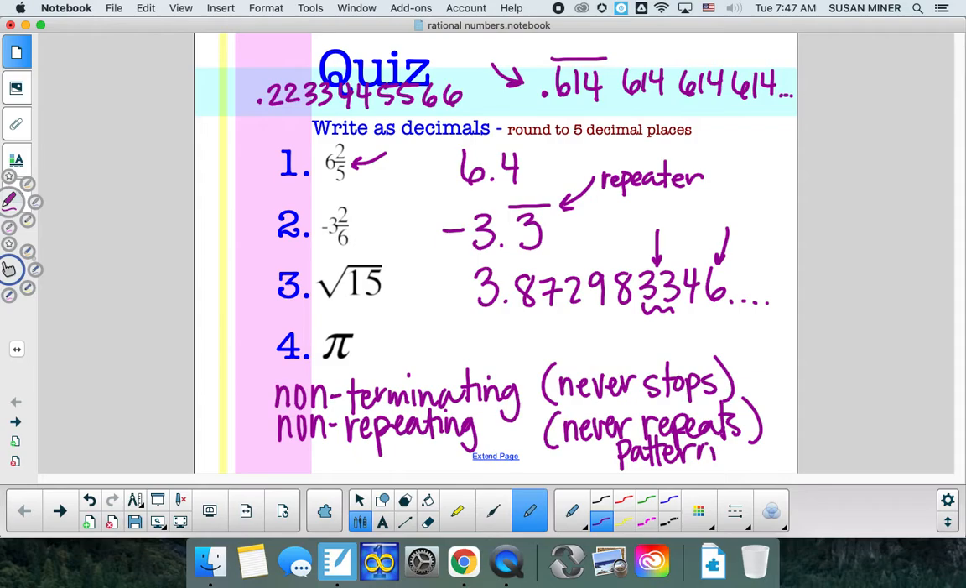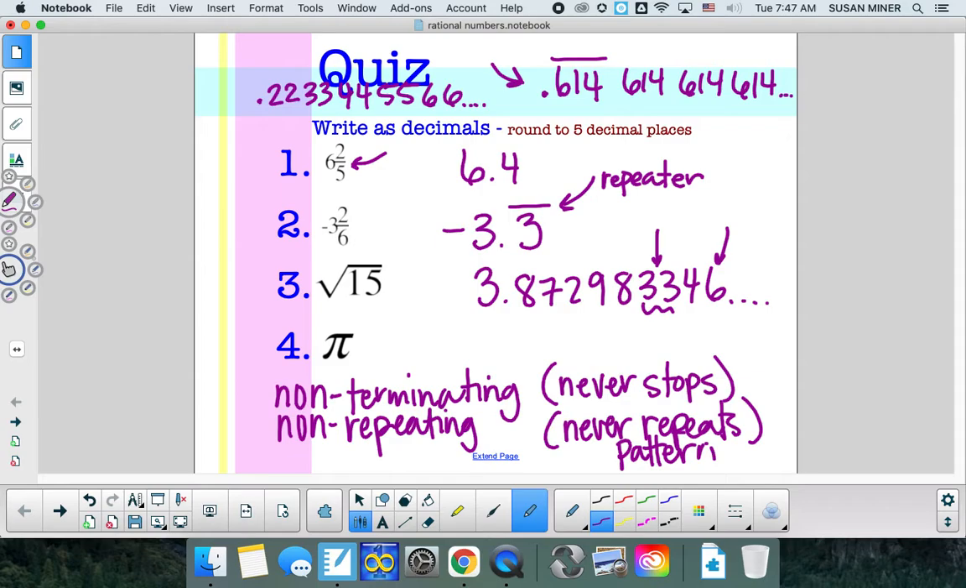And you might be saying, well, Ms. Minor, that is a repeating pattern. But this is a decimal number that I can't turn into a fraction. And so if it's going on, right?